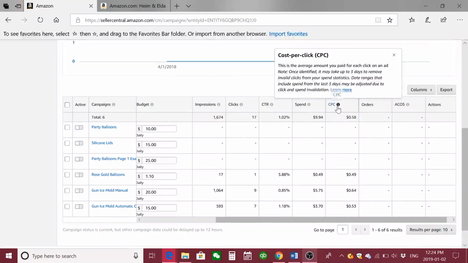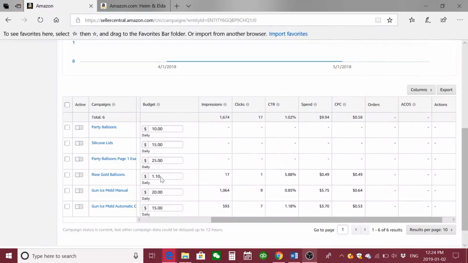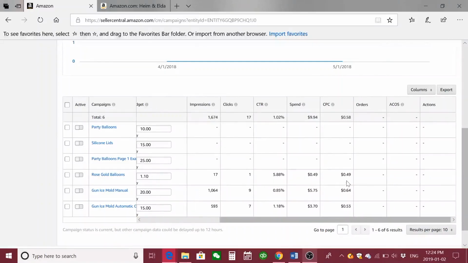And the cost per click is the average amount you paid for each click on an ad. Now, this all depends on Amazon's algorithm and your competition, right? Remember when I told you guys in the previous lecture that even though my bid is $1.10, I didn't get charged $1.10. I got charged 49 cents. Well, that depends on the click-through rate, competition, and the algorithm. Orders is how many people actually placed an order. Unfortunately, nobody placed an order here. But if you had an order through this one click, right here, then it'll say the number 1.